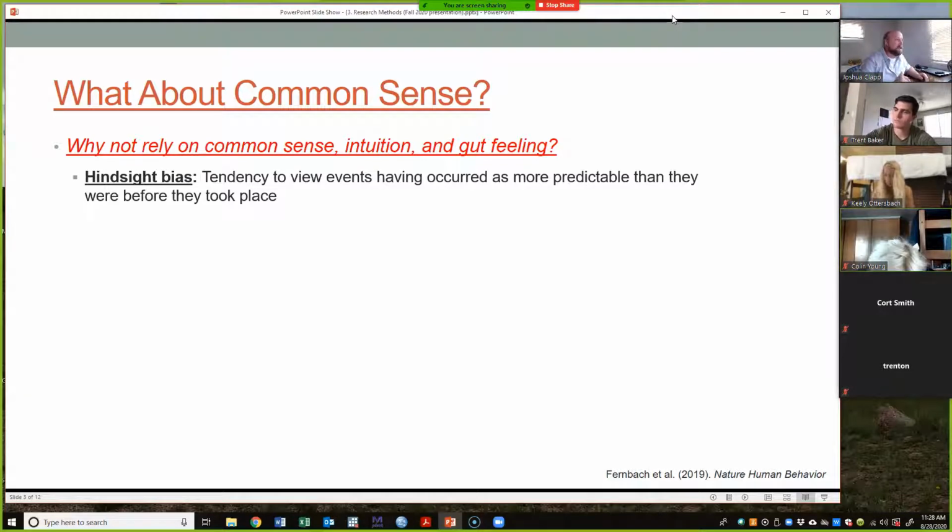Think about this, and I'm not asking you to chime in or identify yourself, but just think in your own head. Have you ever been in a bad relationship?